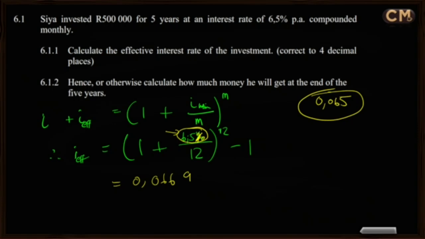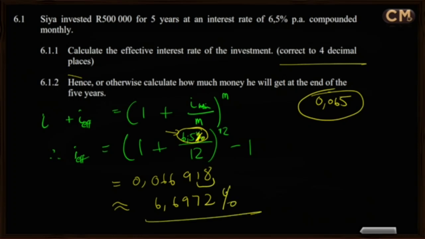And your answer should be 0.0669718, which is then roughly equal to, correct to 4 decimal places, 6.6972%, 4 decimal places as required. So let's just write that down there, 6.6972%.